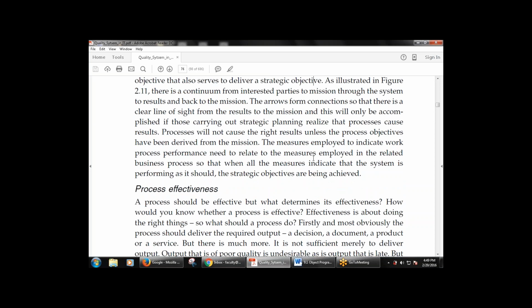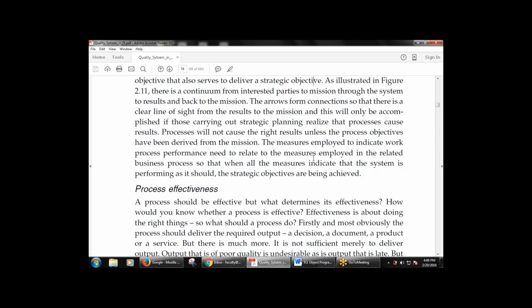The next is process effectiveness. When we say that the process is effective, that means an effectiveness is defined for the process. And how would you know whether the process is effective or not? That is defined by the process effectiveness, and it is about doing the right things. So what should a process do? That means there is a process effectiveness that can be checked for the process being effective.